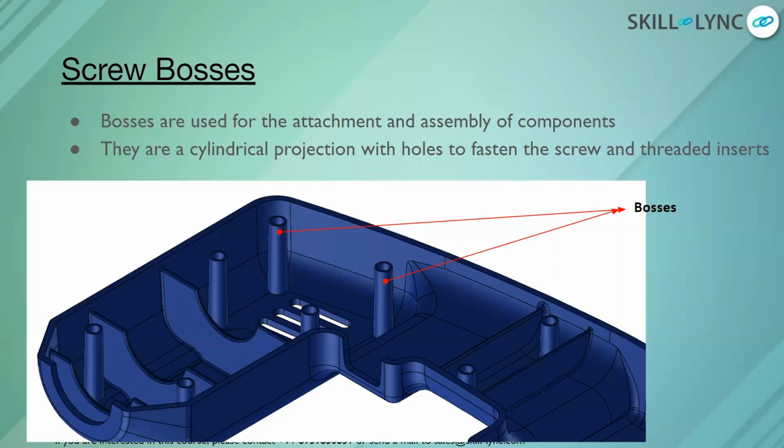Those two components will be joined together and then fastened together with these screw bosses, and you are going to have the screws bolted here, or screws being tightened here. These bosses will have self tapping screws for the arrangement, or they can already have threads available. These kinds of cylindrical projections with holes to fasten the screws and threaded inserts are generally called screw bosses. Just like any other engineering feature, for the screw boss also we are going to have some design features.